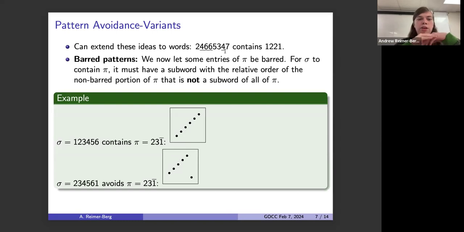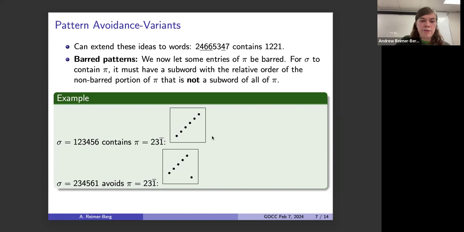So for example, 1, 2, 3, 4, 5, 6 contains the pattern 2, 3, bar 1, because if I choose any two of those, it has the same relative order as 2, 3, and there's no subword of 1, 2, 3, 4, 5, 6 containing those two that is also a 2, 3, 1. Right? There's nothing down here, so there's no way to form a 2, 3, 1. So every 2, 3 is a 2, 3, bar 1.